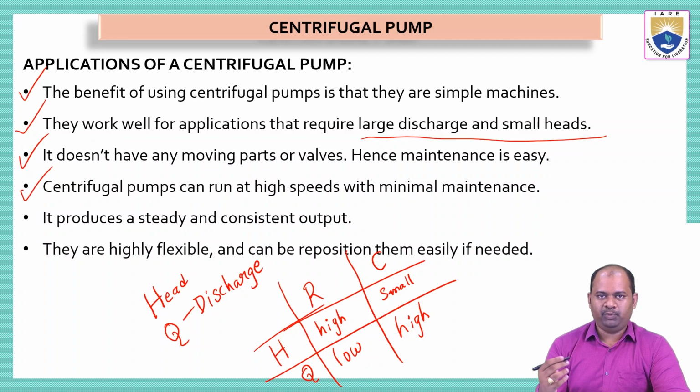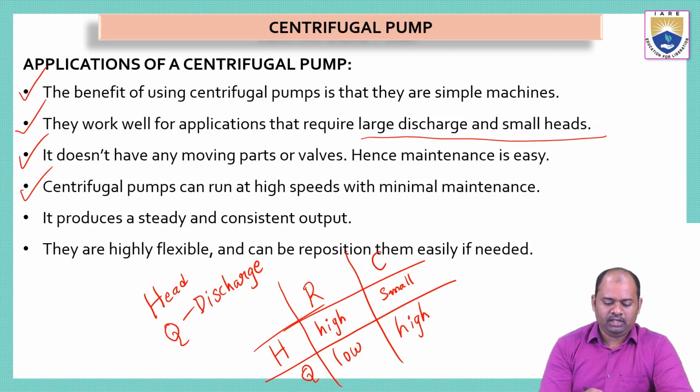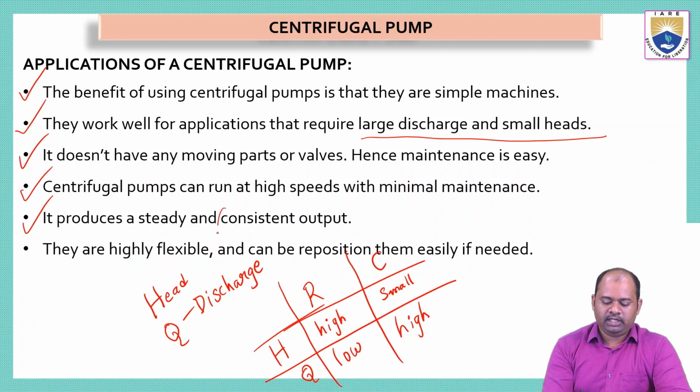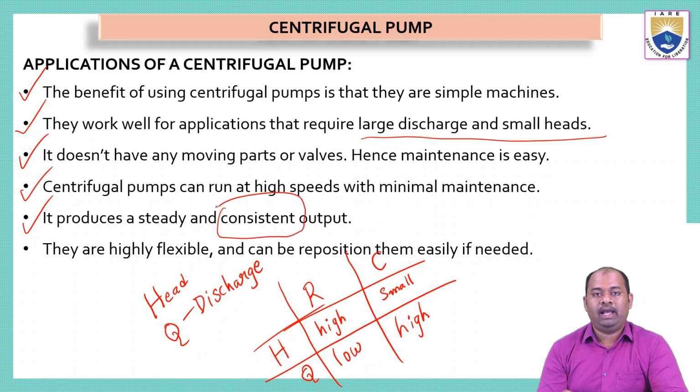And then centrifugal pumps can run at high speeds with minimal maintenance, compared to the reciprocating pump, which has the conversion of motion from rotating to reciprocating. Whereas in the centrifugal pump, we have only rotating motion that is directly given by the electric motor. So very little maintenance is required, and it produces a steady and consistent output. We will have a consistent amount of water discharge coming out of the pump.